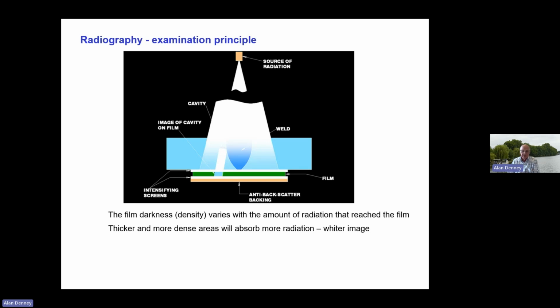Let me start again with that. The film darkness varies with the amount of radiation. The thicker areas will absorb more radiation and they will be lighter. So if you've got a weld in a piece of steel, let's say you've got a weld that's got a cap on it and a root on it, it's thicker than the piece of steel either side. And so that will absorb more radiation and be lighter against the background. If you've got a defect, it's a void, and therefore it will be darker.